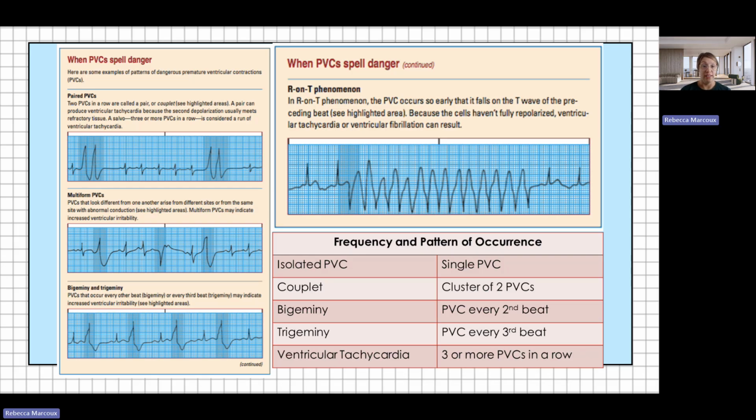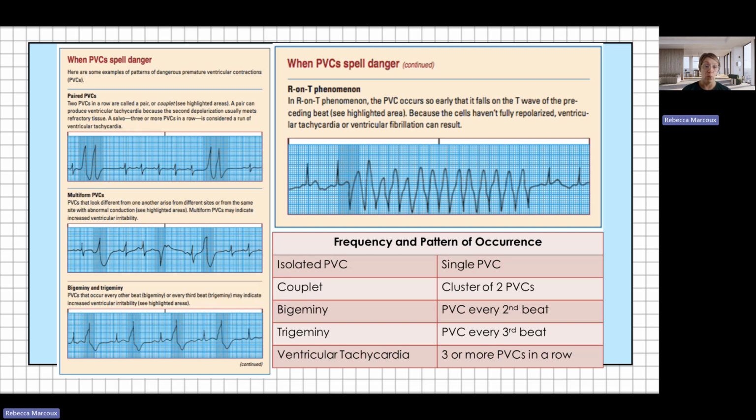And of course, our R-on-T phenomenon. So you can see in this rhythm, the R wave on the PVC hits during the relative refractory period of our T wave. And since the cells have not fully repolarized, because they were in that relative refractory period, it causes the patient to go into this ventricular tachycardia.